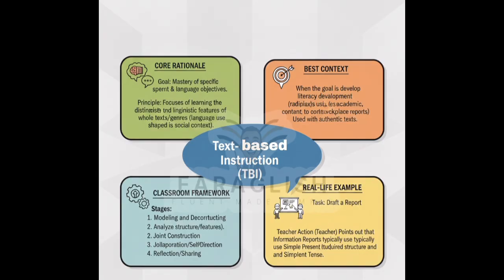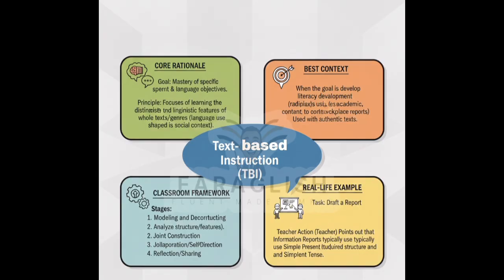3. Joint construction: teacher and students collaboratively create a new text following the conventions of the model. 4. Independent construction: students draft and present their own versions of the text, speaking or writing, which may be used for assessment. 5. Links to related texts: comparing the use of the text type across different fields or comparing spoken and written modes.